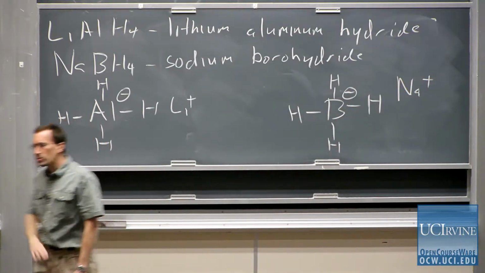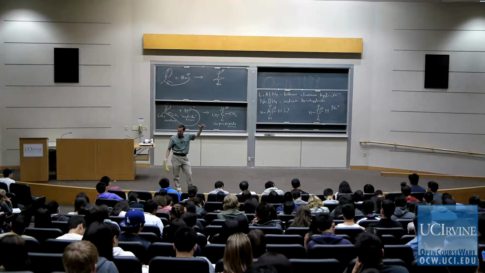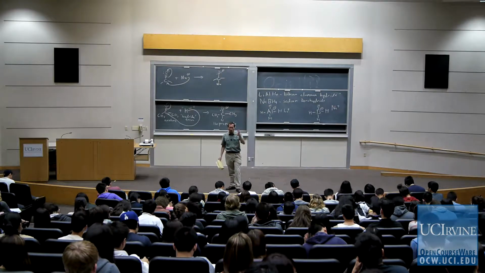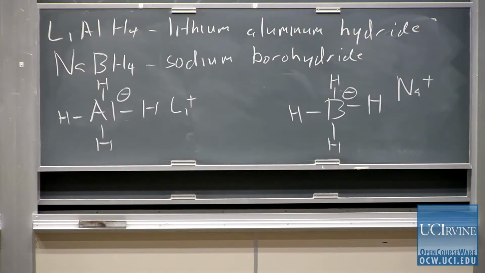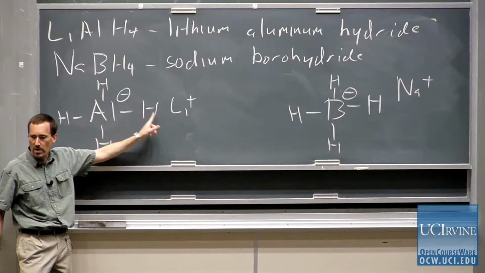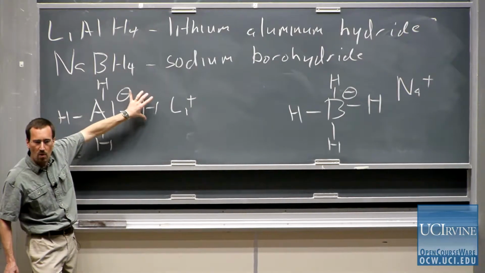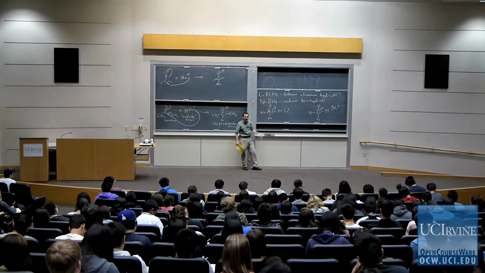And you'll notice these structures are related. Boron is above aluminum in the periodic table, so in many ways they have similar properties. They differ in that aluminum is more electropositive than boron. The electronegativity of hydrogen is about 2.2. The electronegativity of aluminum is about 1.6. The electronegativity of boron is about 2.0. In other words, in all of these species, you have the bonds polarized to having more negative charge on hydrogen than on the metal, but in the case of aluminum hydride, they're even more polarized. In other words, aluminum hydride is a more reactive anion. Lithium aluminum hydride is more reactive.